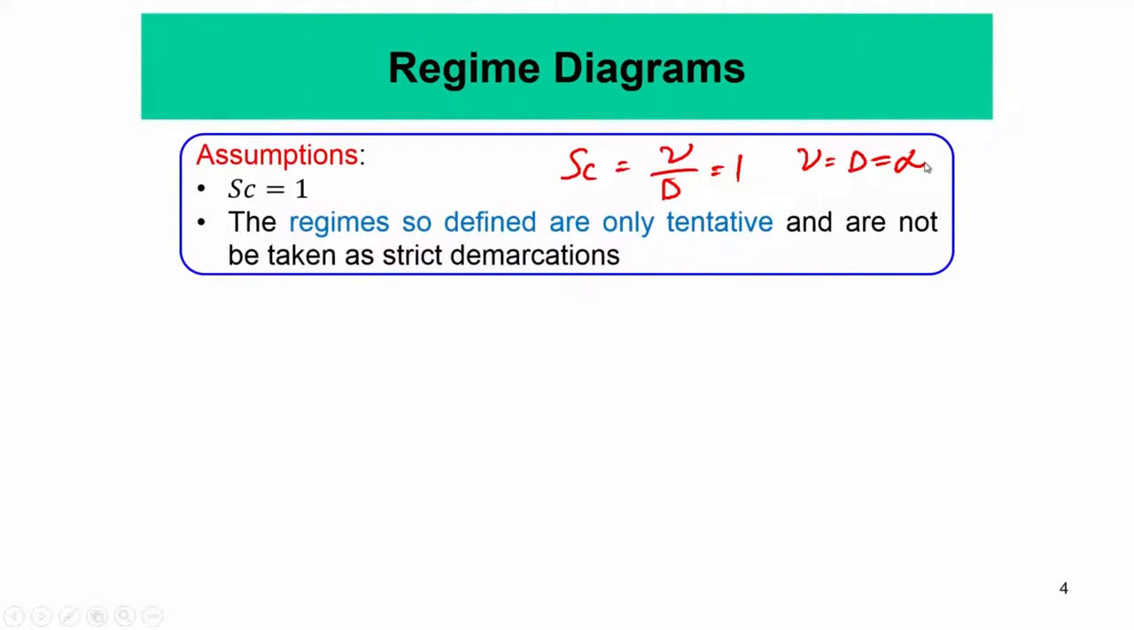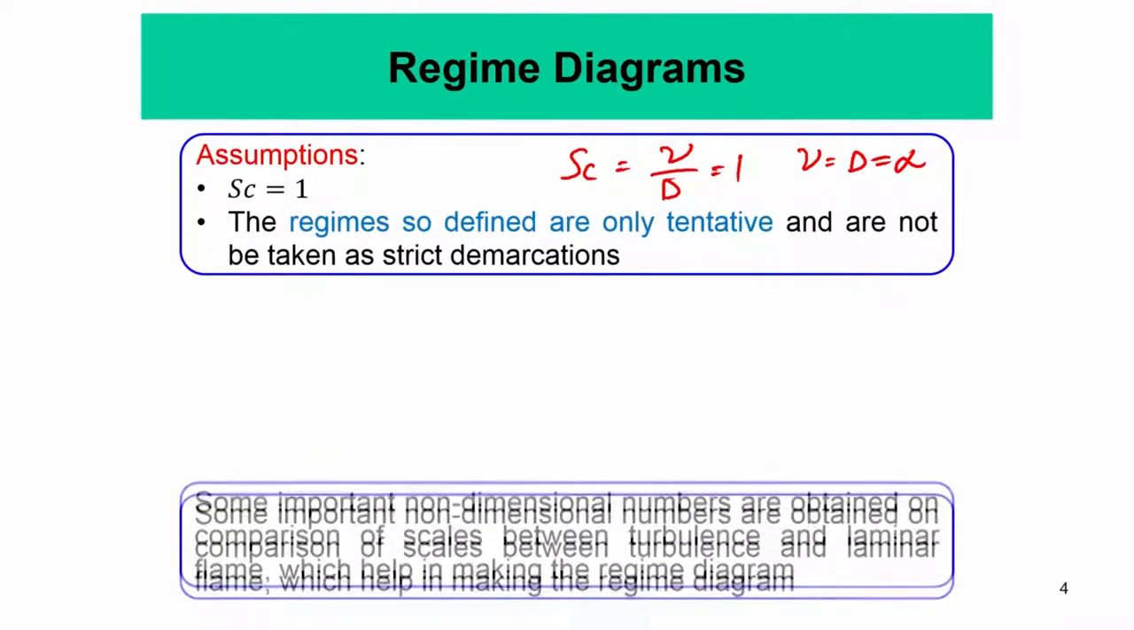It is important to remember that these regimes which we will define are only tentative and should not be taken as strict demarcations. It is not that this kind of structure only exists strictly within this regime and cannot be found outside, because the boundary is a little bit blurred. What I mean will become apparent very soon.